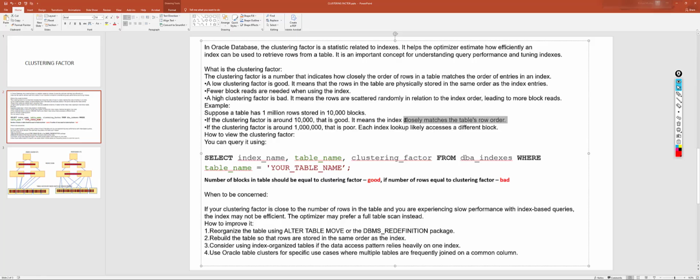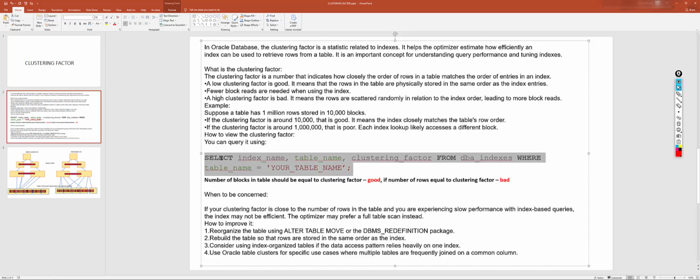Here the row order matters. If the table row order is correct as per the index entry, or if it is equally entered in the index as per the table's row order, then the clustering factor will be equal to the number of blocks. But if the clustering factor is 1 million, so here you see, the clustering factor is equal to the number of rows. If the number of rows is equal to the clustering factor, then that is poor. Each index lookup likely accesses a different block.